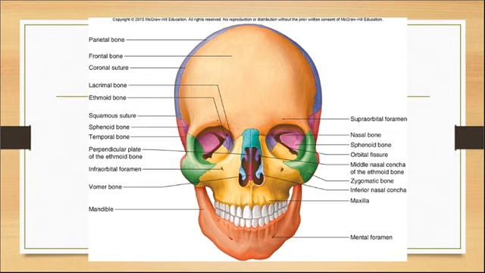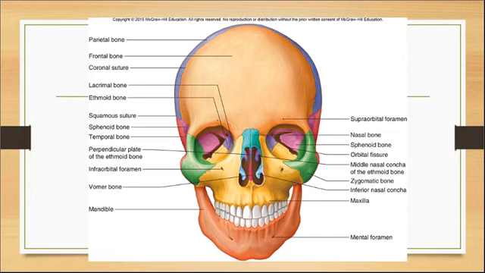The frontal bone features the supraorbital foramina and the frontal sinuses. The parietal bone makes up the sides of our skull. The occipital bone forms the back of the skull and the base of the cranium. The temporal bones form part of the sides and the base of the cranium. The sphenoid bone helps form the base of the cranium, the sides of the skull, and a portion of the orbits. The ethmoid bone is located in front of the sphenoid bone.